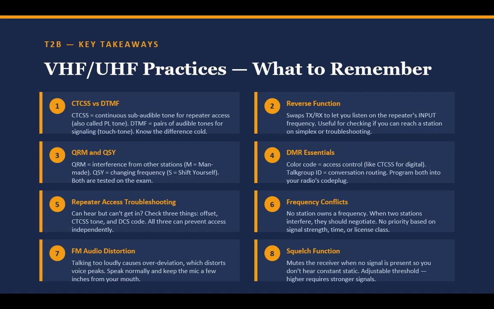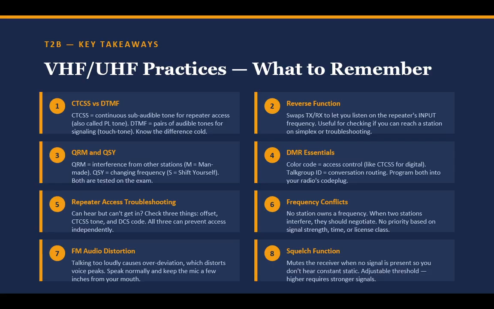But they have color codes that will act in the same way, that you have to program the right color code in order to be able to break the repeater and get into it. And then the talk group IDs is the conversation routing. You program both of these into your radio for its code plug, and that's how DMR works. You got to have the talk group ID and the color code correct, and then you're able to access the repeater, or if it's a node type situation that you have connected to the internet and you're trying to connect to somebody else's node, then you can do that.